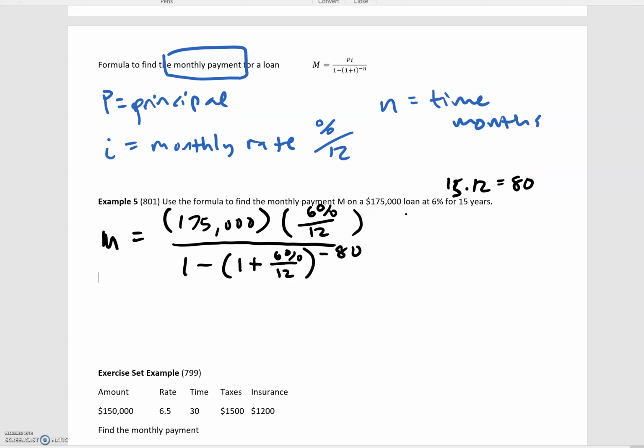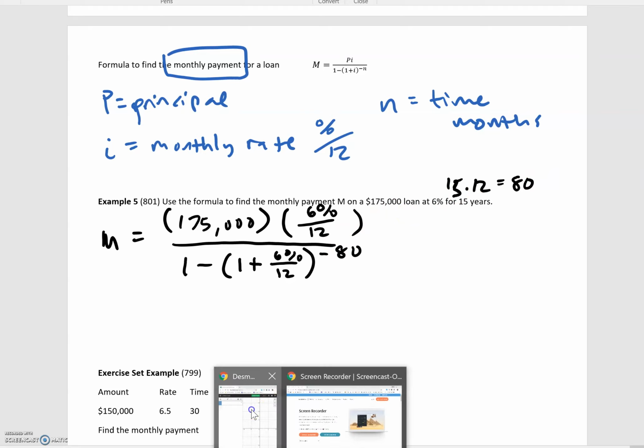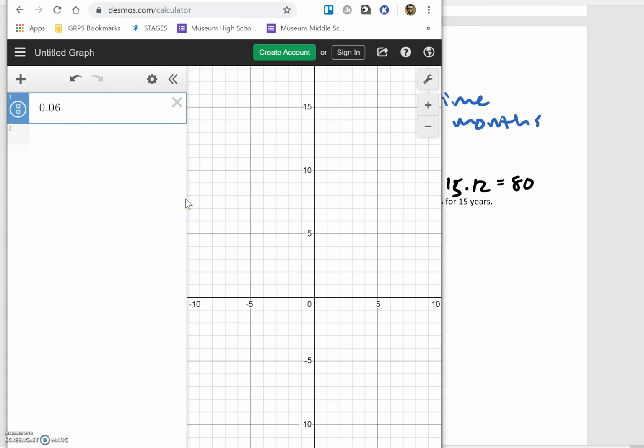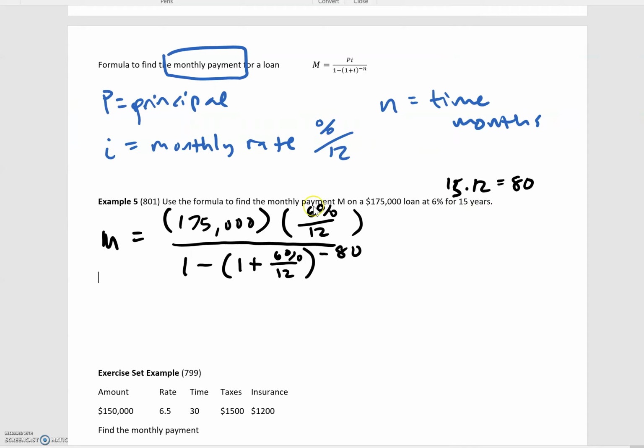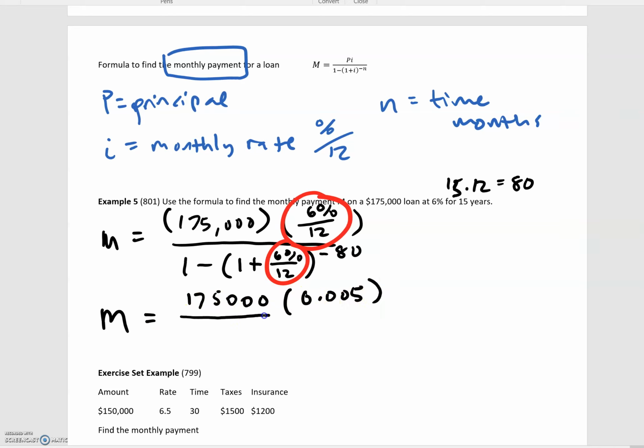All right, so let's simplify this a little bit. So 6% divided by 12 is 0.005. So I'm just going to replace these two values with 0.005. There we go. So M equals 175,000 times 0.005 all over 1 minus, and then I'm going to add that to 1. So 1.005 to the negative 80 power.